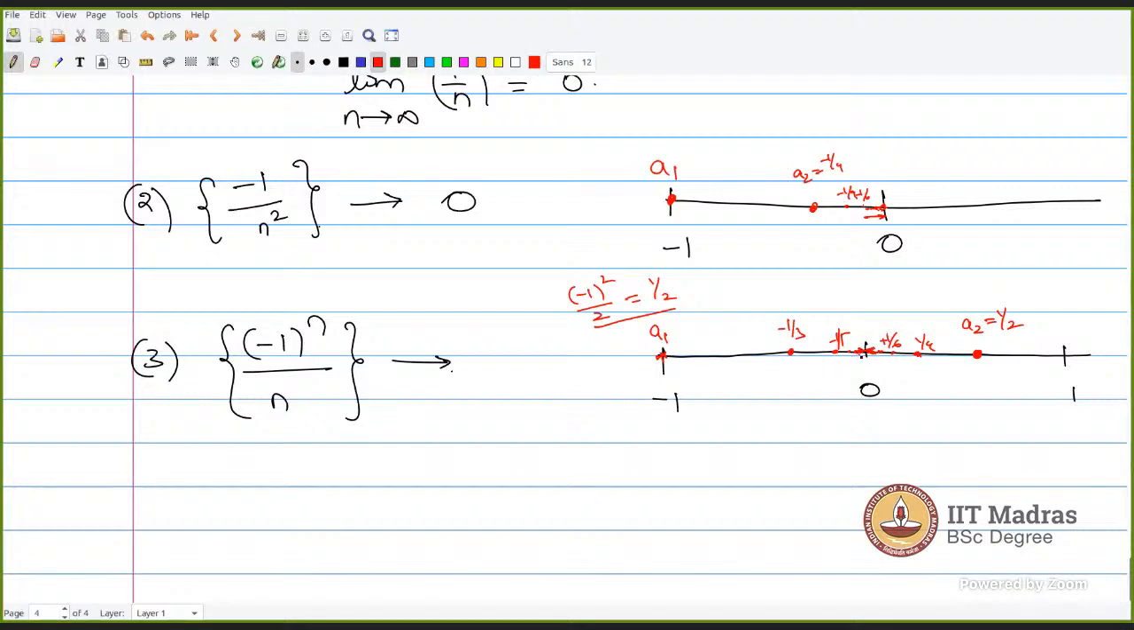From the left-hand side and the right-hand side, both the values come closer and closer to 0. So I can say this particular sequence is getting closer and closer to one unique value, which is 0. Therefore, I can say this sequence will also tend to 0. Okay. Now tell me this.